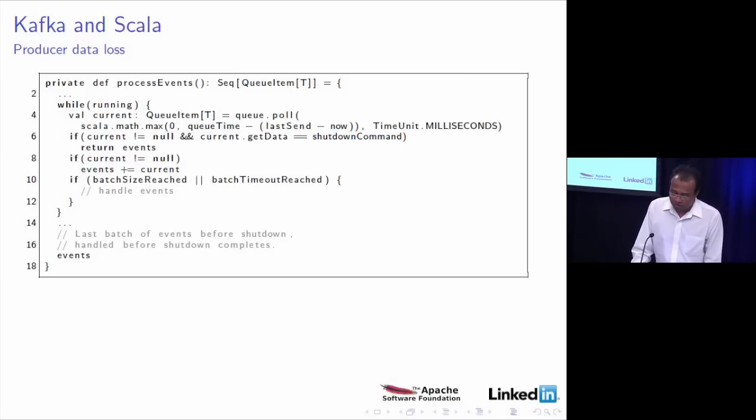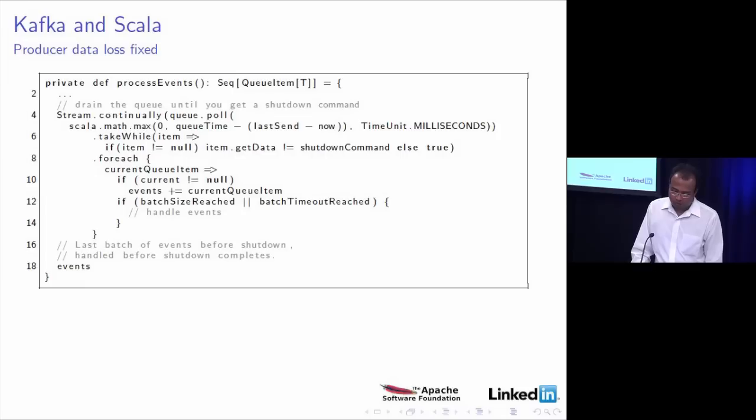The problem in this code is that you could break out of the loop without actually checking to see if there's anything new in your producer queue. And we fixed that by using stream continually. And to be honest, this code is a little bit harder to read than the previous one, but it does make it clear what your exit condition is, what functionality is being repeated.